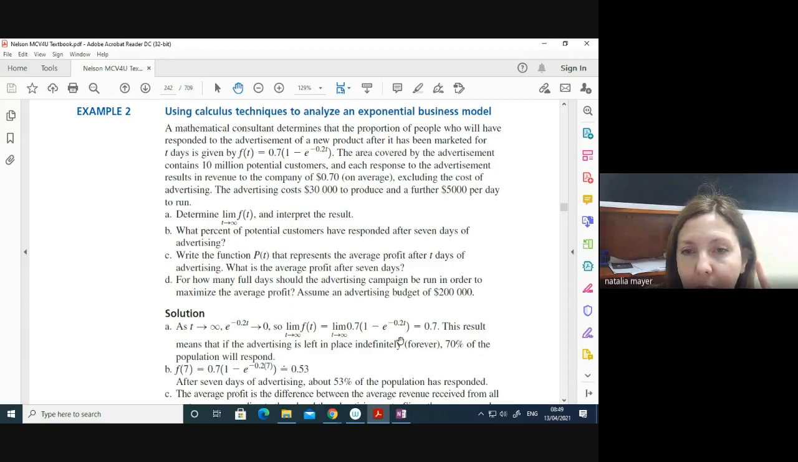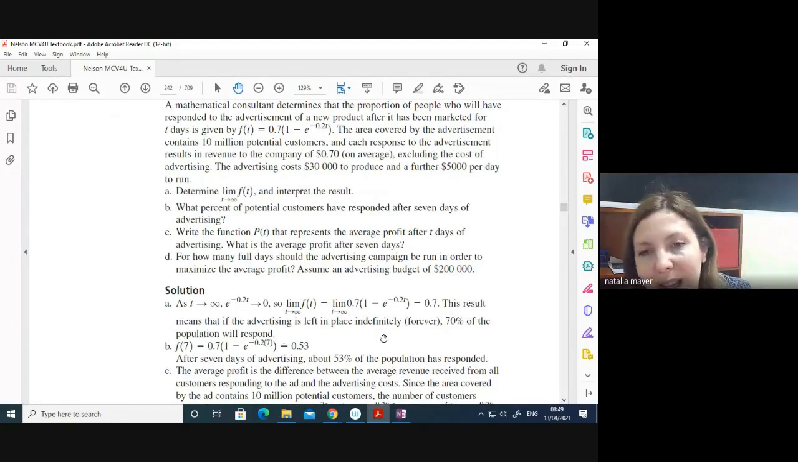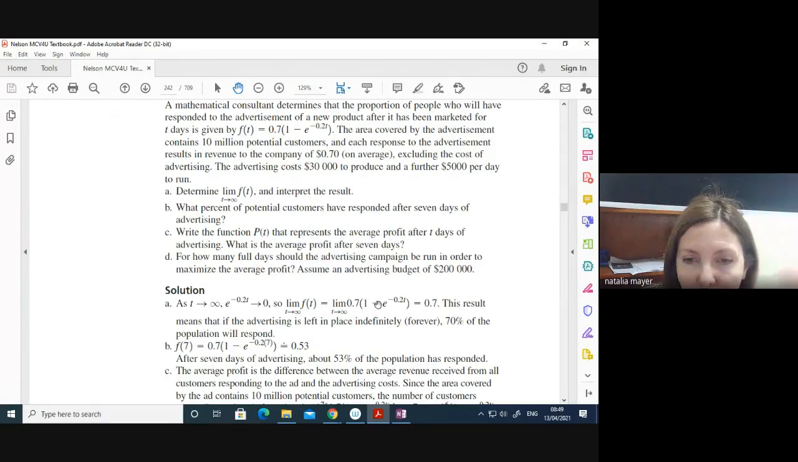So now think about it. 0.7 for this function is a proportion of people who will have responded to the ad, right? Since it's a proportion, we can say that this is 70% of the population, which is the same as 0.7 of the population, okay? So the entire conclusion is that even if you keep the ad forever, not more than 70% of those people living in this area and who are potential customers are going to respond to the ad. So basically that's why eventually they remove the billboards, because they stop working.